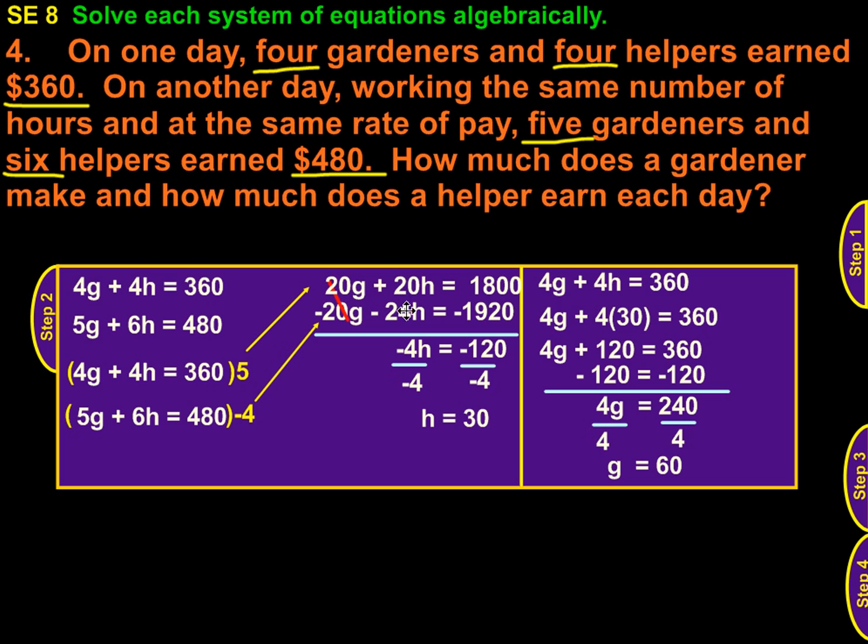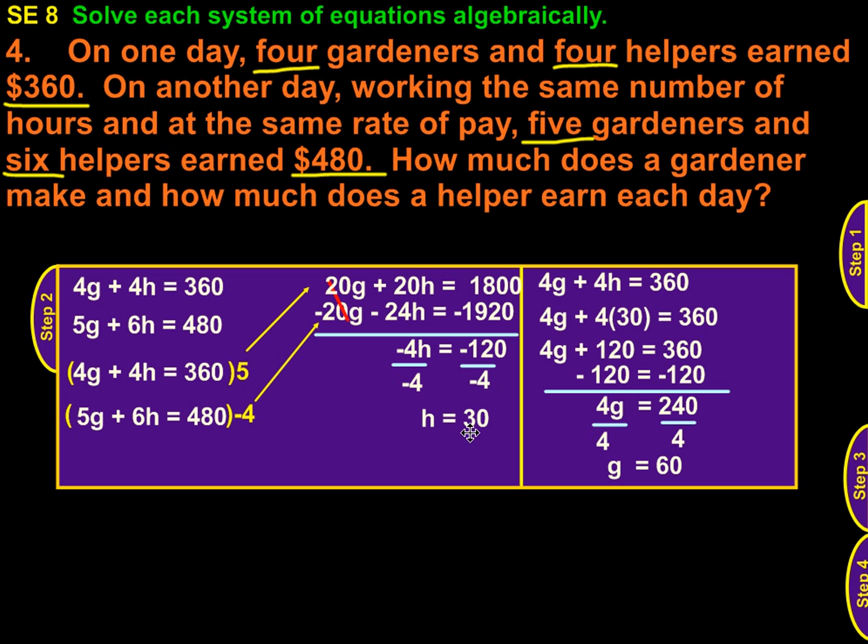If I take 20 from negative 24, that's going to leave me with negative 4H, and 1,800 minus 1,920 leaves me with negative 120. I then divide by negative 4 on both sides, isolate the H, and the two negatives give me a positive answer, and 120 divided by 4 works out to be 30.